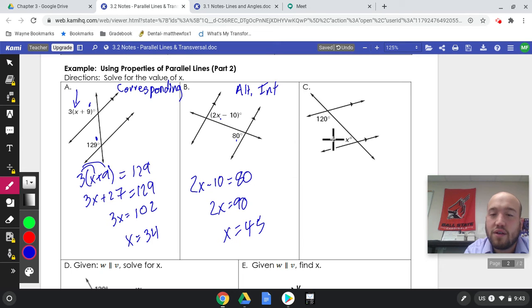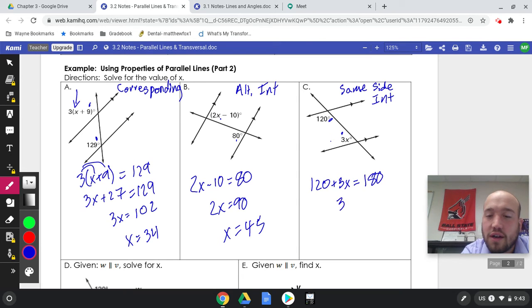Now for this, they're once again on the inside, so interior. However, they are on the same side. So either same side interior, or you can say consecutive interior. And those two angles will add up to 180. They are supplementary. So we subtract that, we get 3x equals 60. And then I get x equals 20.